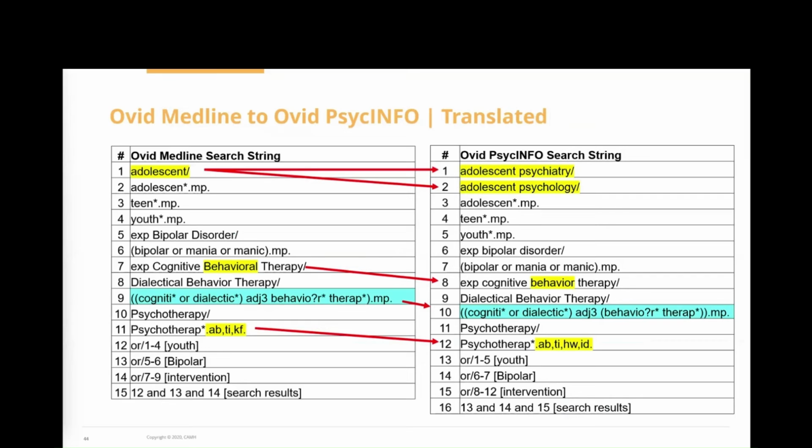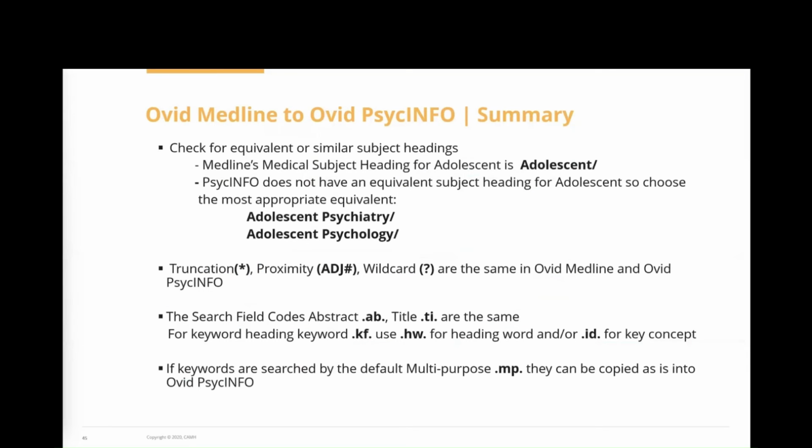As mentioned for line 9 in Medline and line 10 in PsycINFO, the search syntax for ADJ, wildcard, and truncation are the same because we're on the same platform, Ovid. For search field codes in Medline line 11, we have abstract, title, and keyword heading word, and in PsycINFO, we added .hw for heading word and .id for key concept. This is a summary of what we just went through.